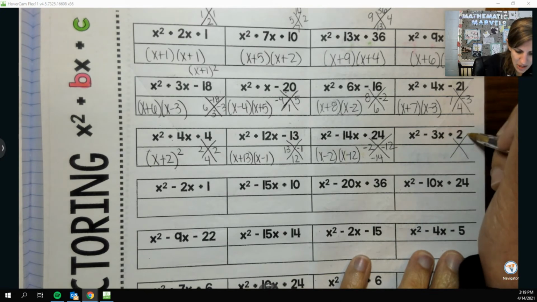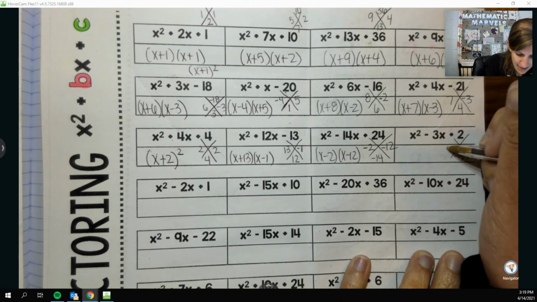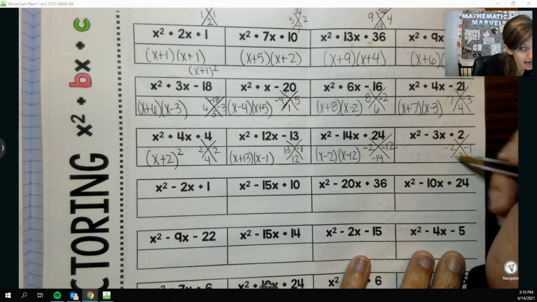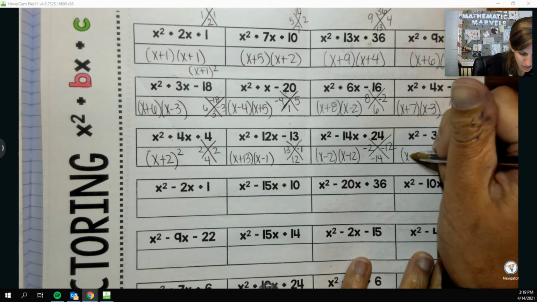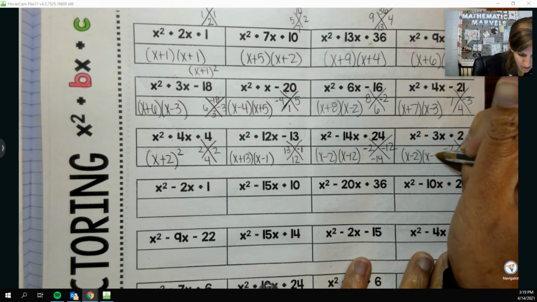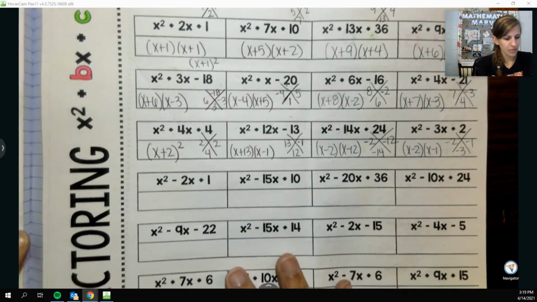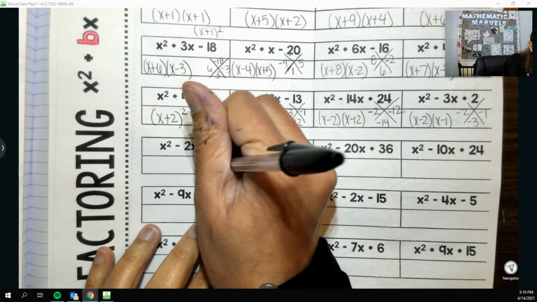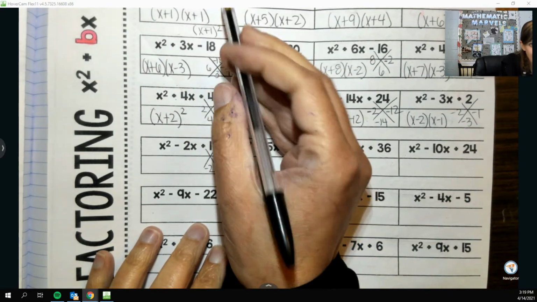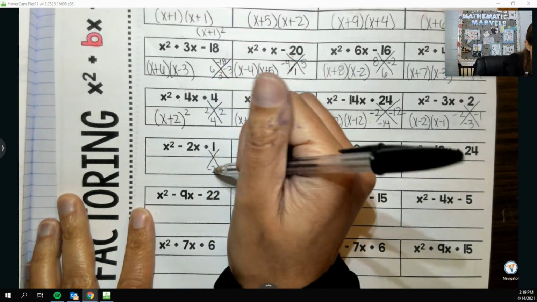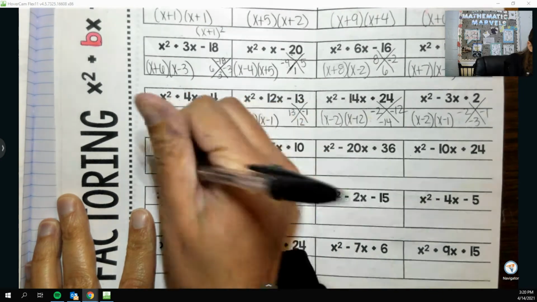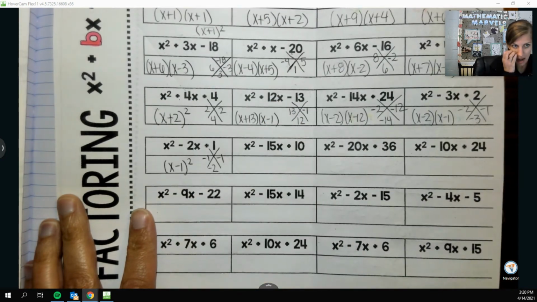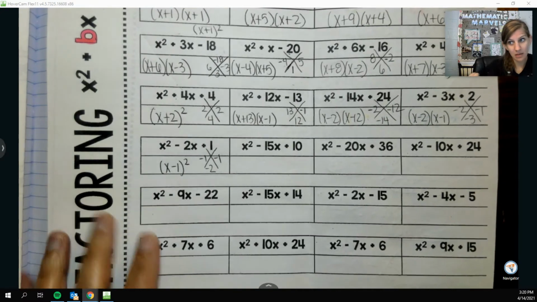What multiplies to 2 and adds to negative 3? That's going to be negative 2 and negative 1, which multiply to a positive 2 and add to a negative 3. What multiplies to 1 and adds to negative 2? Now that's kind of like that first one that we did, but I think I need them both to be negative ones now. So x minus 1 squared, or x minus 1, x minus 1.